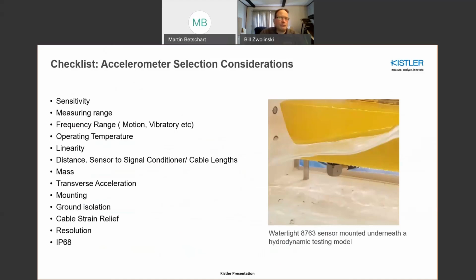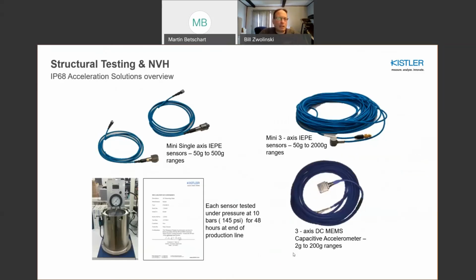Then I have a checklist here of some of the selection considerations. I've gone over quite a bit of these on other measurands, but when you're settling in on what sensor to use, these are often topics to discuss with your favorite application engineer to make sure that you have the best solution for your measurement. That's just a summary slide of all the watertight IP68 accelerometers that we talked about. What I wanted to say is that each sensor is tested under pressure at the end of the production line. So it's not something that's just put together and you hope that it works. It's actually tested and verified that it works for those rated pressures.